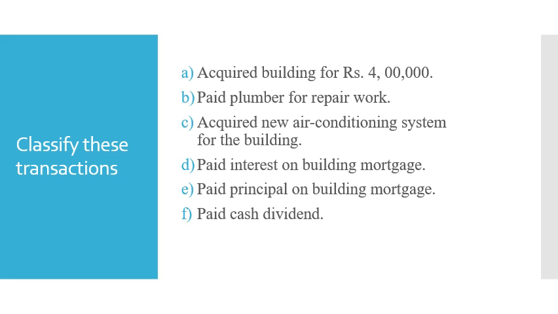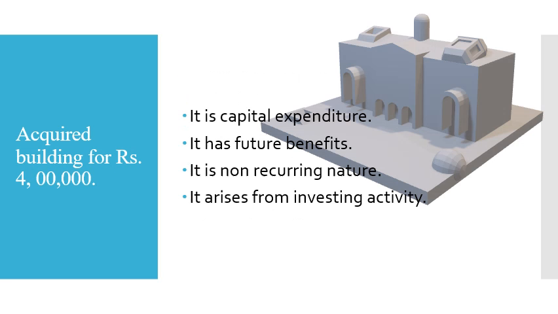Second, I think you have written down all these examples in your notebooks. So let us go ahead and see them one by one. First, acquired building for rupees 4 lakh. First of all, we need to understand building is a fixed asset. So it is the purchase, or acquisition, of a fixed asset, and acquisition of a fixed asset is an example of capital expenditure.